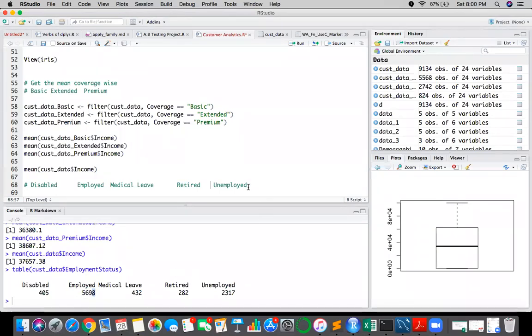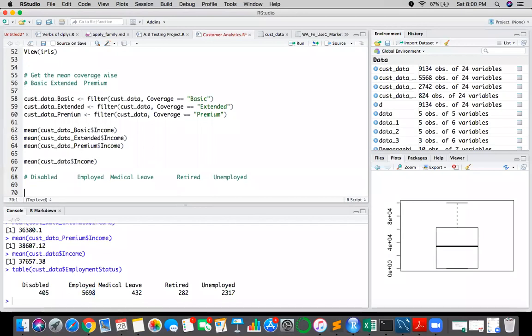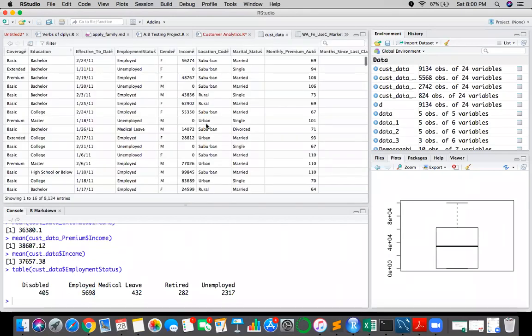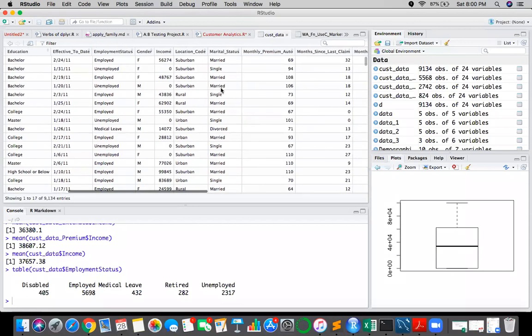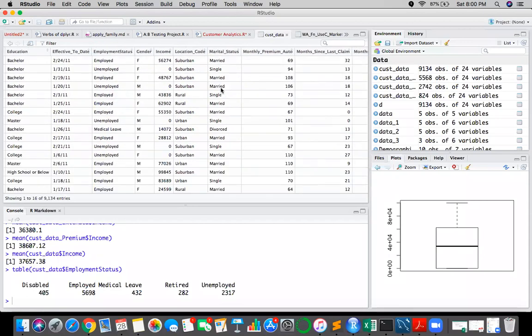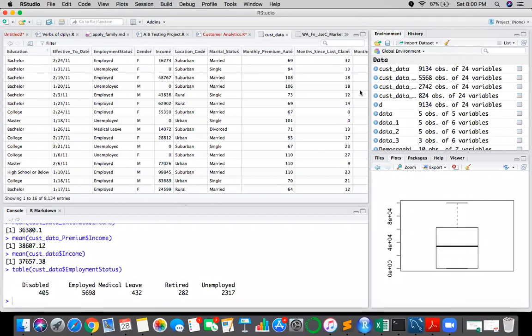Okay, so this is your one example that you can do. Let's go to the data set back. Location code we have already seen: suburban, urban, and rural. Okay, so marital status. Guys, a general question for everybody. Start guessing it. Everybody should at least guess and tell me.